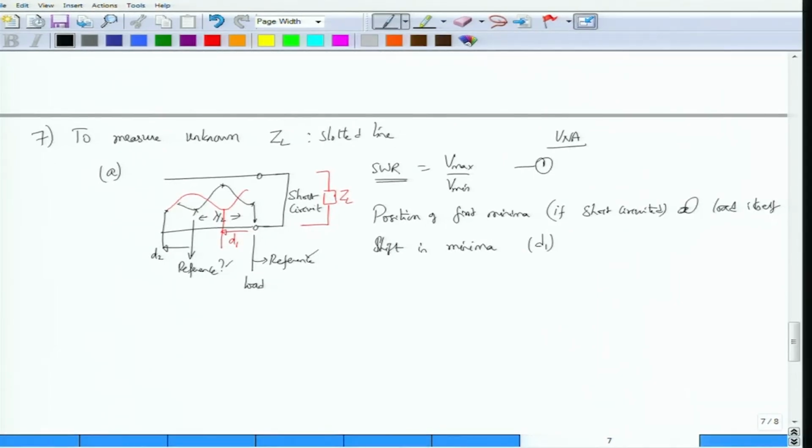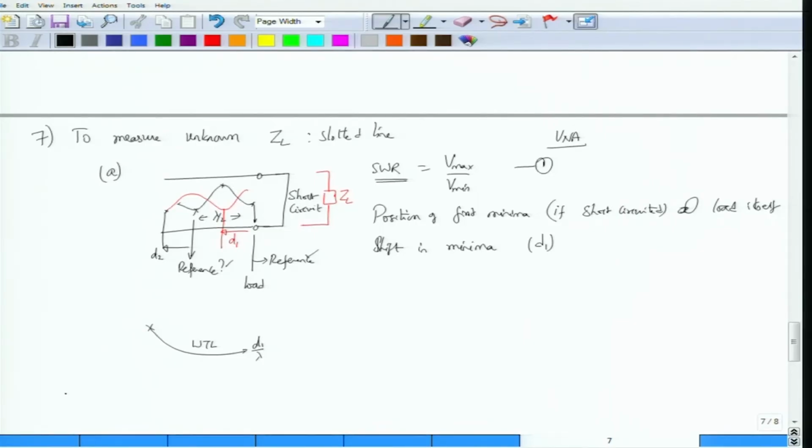Once you have done that, all you have to do is start from the short circuit point and move towards the load until you reach a distance of either d1 by lambda or d2 by lambda, depending on which one you have chosen, but in any case the reference has to be on the short circuit.